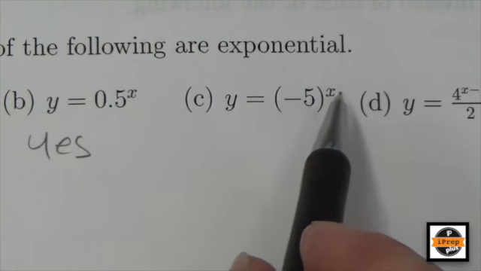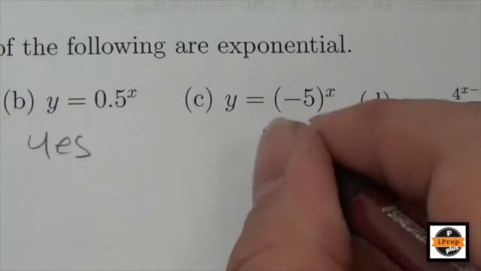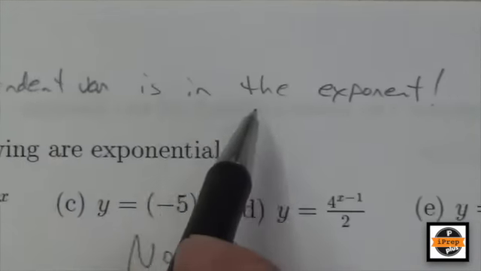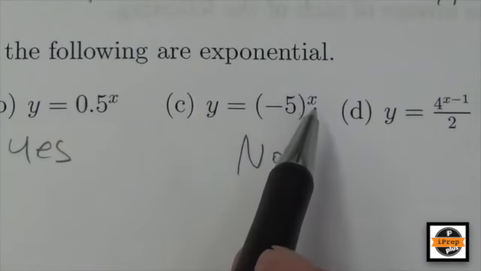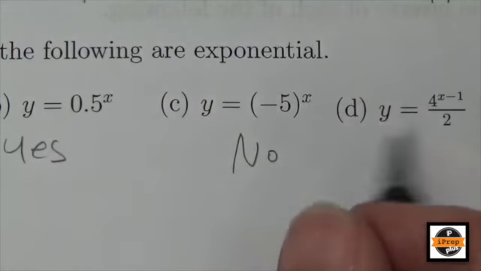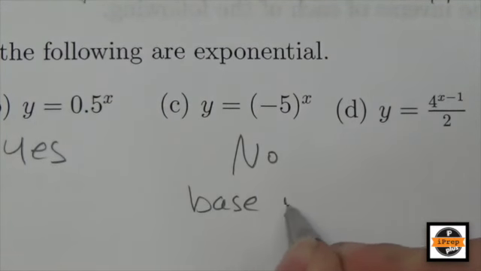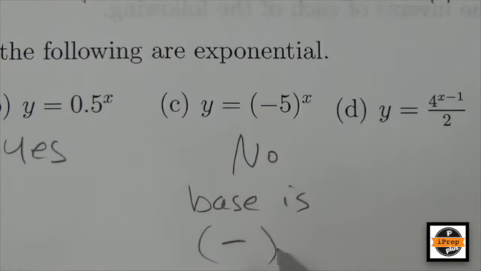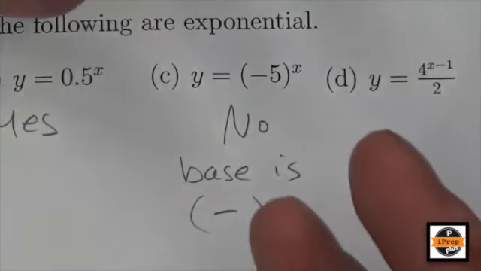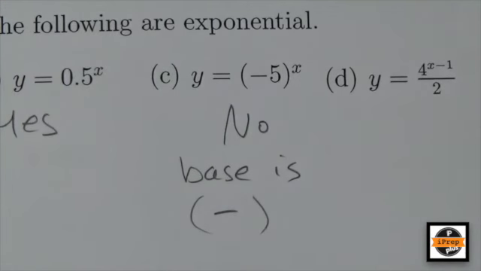Y equals -5 to the x? No. Now this is where somebody might get mad at me and say, wait a minute, you just said the independent variable is in the exponent, and the independent variable is x. There it is, in the exponent. Yeah, I know. However, because the base is negative, let's write this down. Base is negative. We run into difficulties here because x is an element of the reals in this case. The idea is that this function extends forever. The domain for an exponential should be all reals.